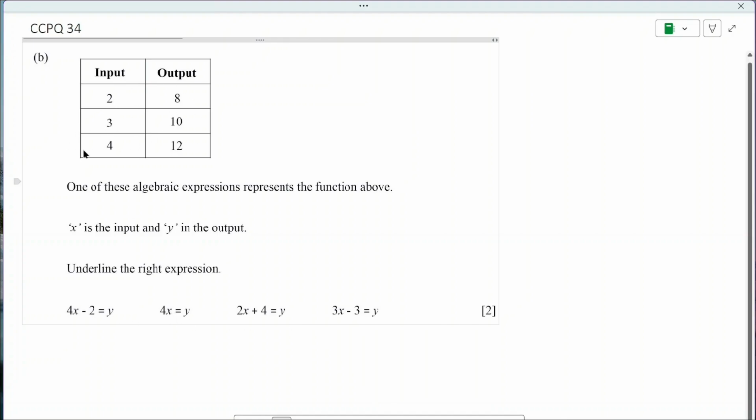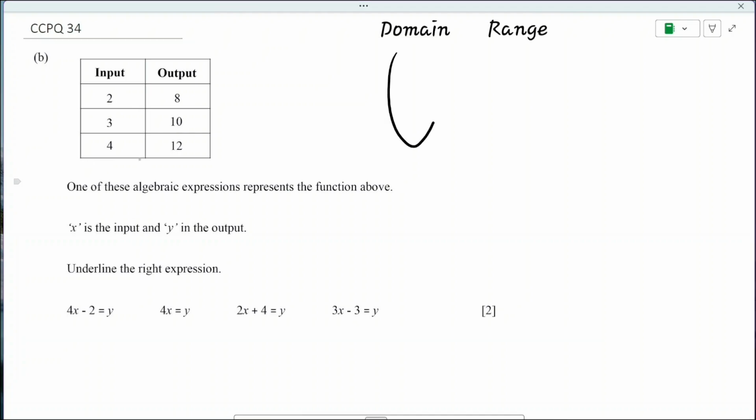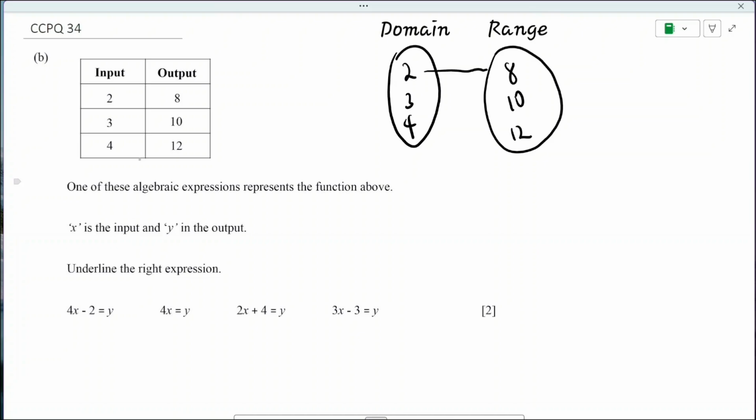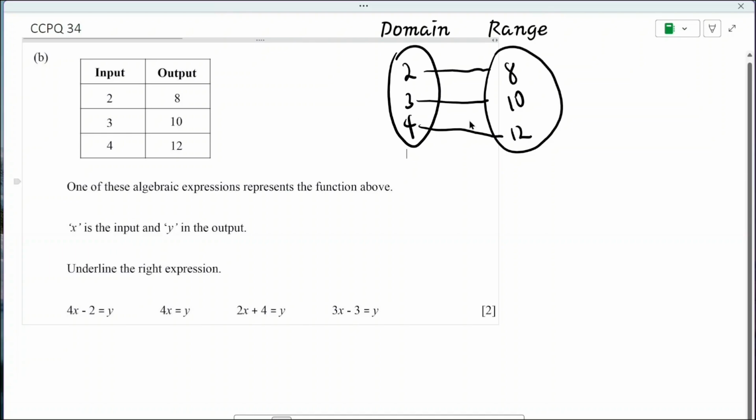This question can also come in this form where you have domain and range. You could have it like this. You could have 2, 3, 4, and the output on this side 8, 10, 12, and you have 2 to 8, 3 to 10, and 4 to 12. You can get this question in this format. So if you see a question in this format and you ask which of the following is the algebraic expression that represents this function, the method you apply in solving this question will also work if the question comes in this form. So let's start with the first option.